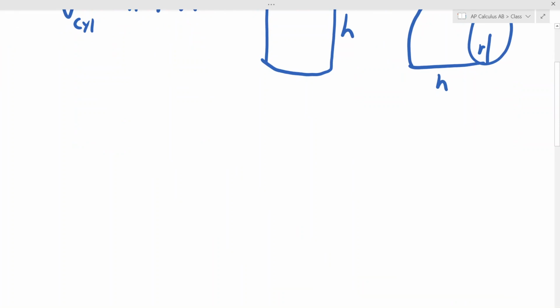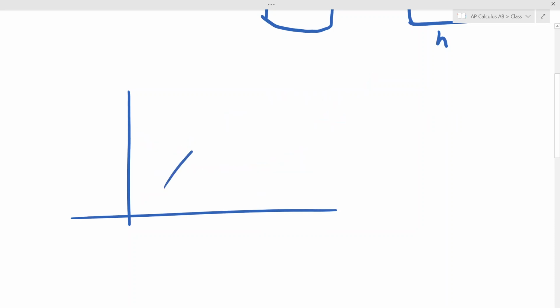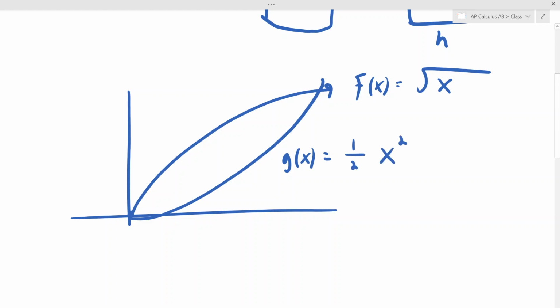So, if we have two functions. Let me draw that a little better. Let's actually name the functions, I guess it'll be easier for us. Let's say we have f of x here, which is the square root of x. All right. And let's take g of x here, which I'm going to say is 1/2 x squared.